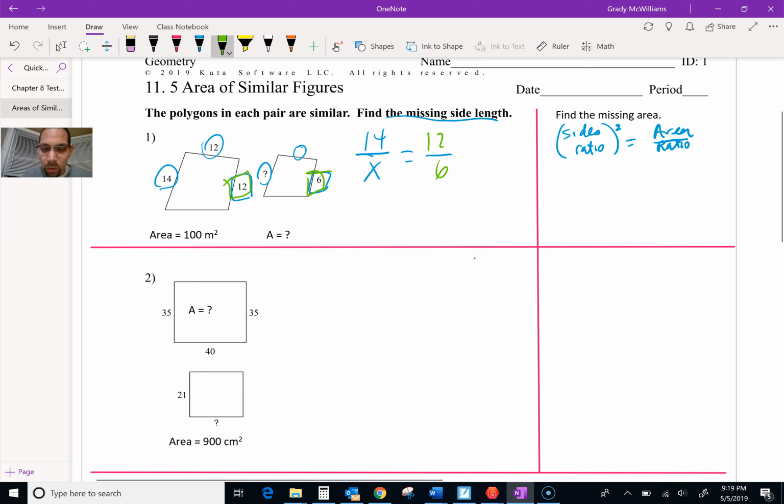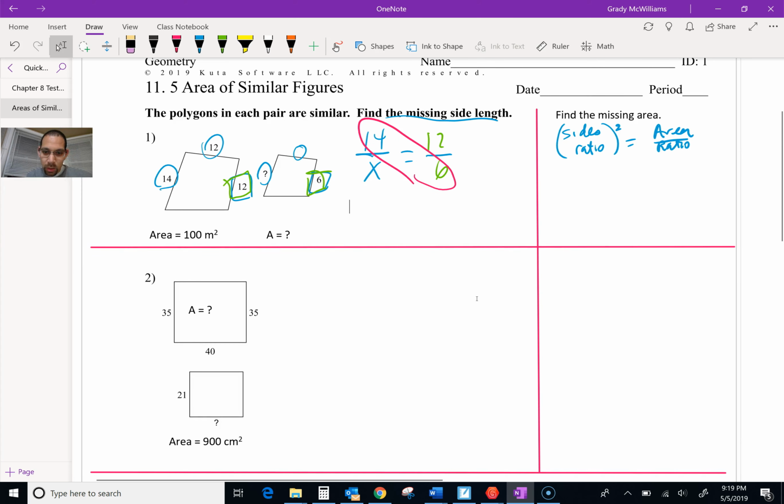Okay, and then we talked about how you can cross multiply. You also could just remember that this is just a fraction that's the same as the other fraction over here. So 12 over 6 you might know simplifies to 2 over 1. 14 over x would also simplify to 2 over 1 if x was 7. But maybe you didn't know that and you didn't recognize it. We can still just cross multiply and solve for this.